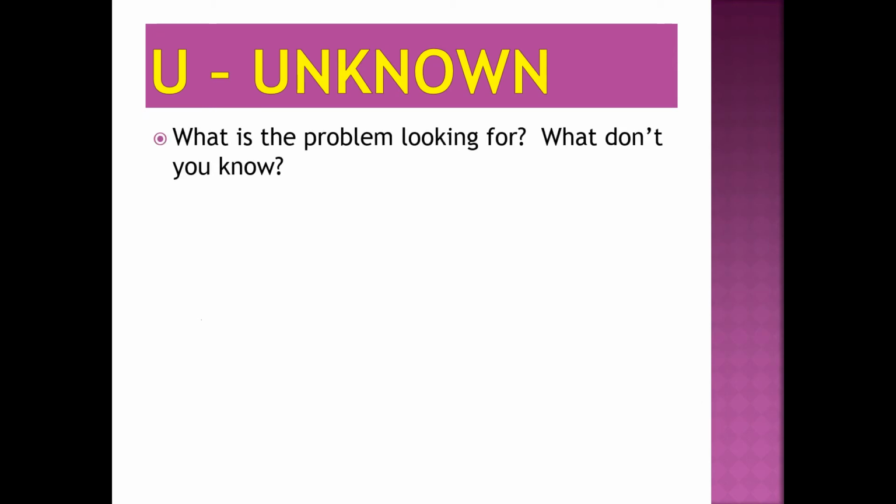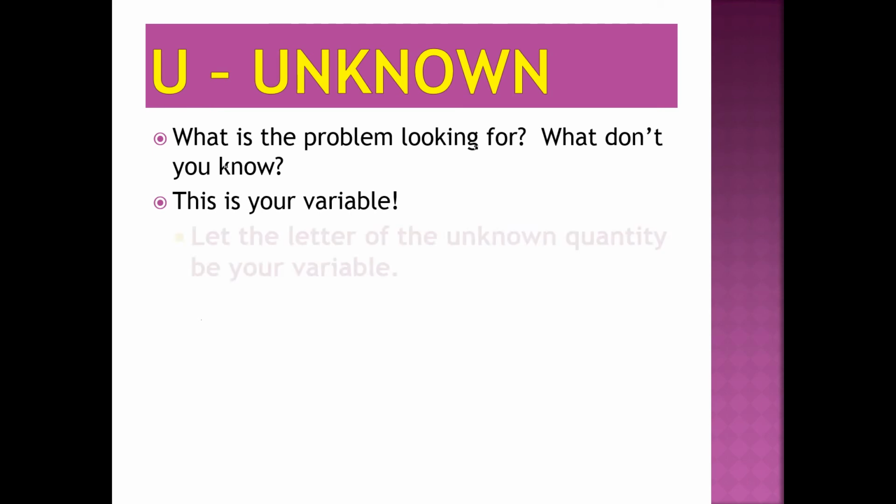The next step in the process goes with U, and it stands for unknown. Once we know what's given, we can ask, what's the problem looking for, or what don't I know? We can figure out what information, and it's usually in the form of a how question. This is your variable. This is the variable that you will use throughout the rest of the problem. And you're going to let the letter of the unknown quantity be your variable. So you might be looking for time. You would write t equals question mark.